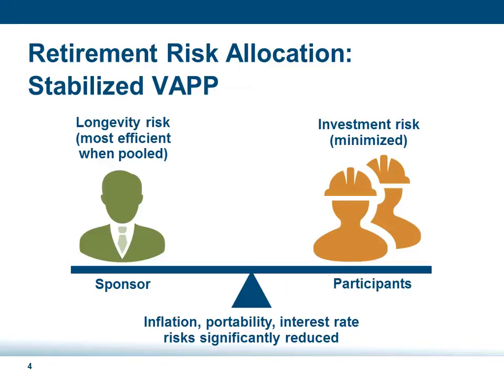So the VAPP then balances the risk in the best possible way, provides stabilized lifelong income to participants that increases with time to provide some inflation protection, and at the same time sponsors get to make a nice predictable contribution to the plan.